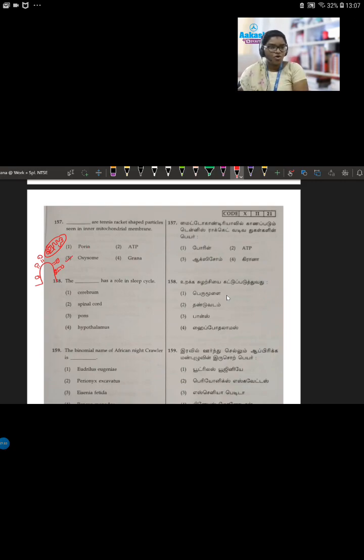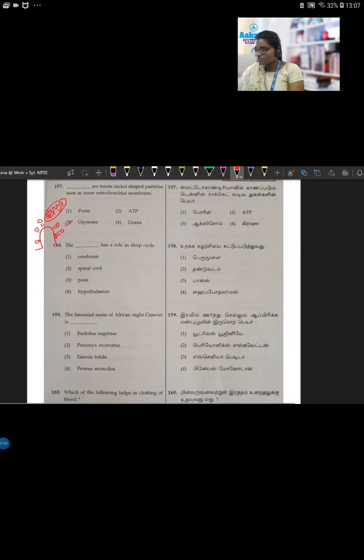Okay, so it is the oxysome, which is also called which particle? The F0-F1 particle. Okay, and the next question: which part has a role in the sleep cycle?